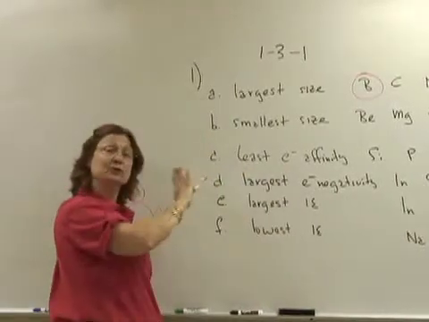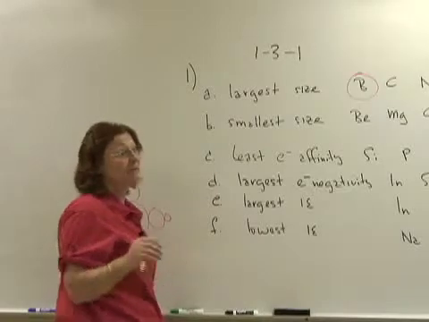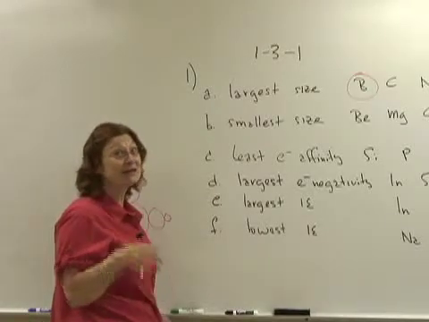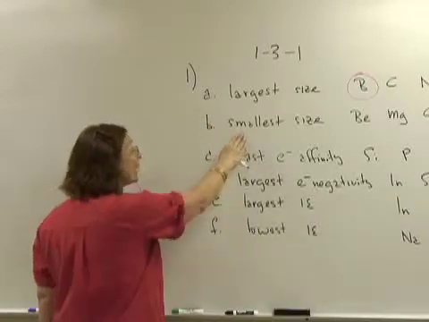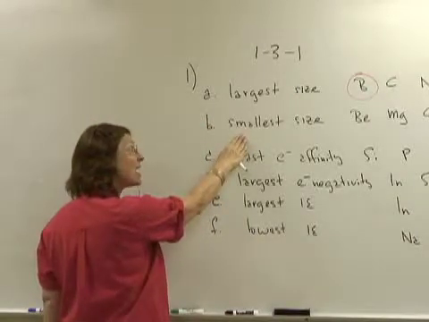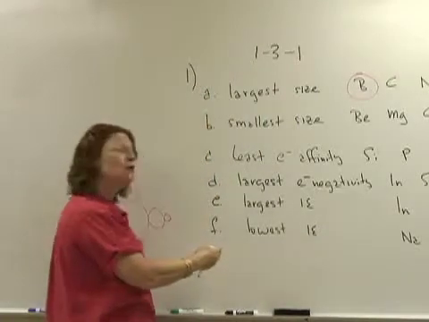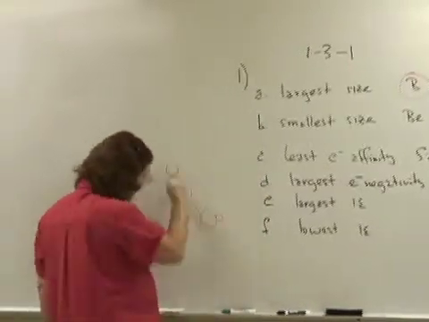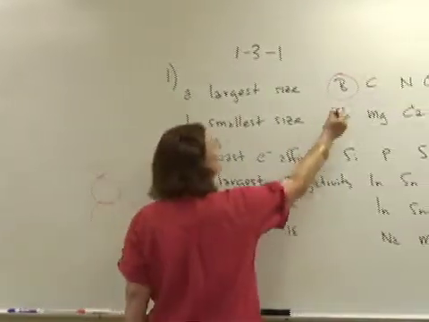Always refer back to what the question is actually asking rather than what I think that it's asking, because sometimes we write the wrong answers because we think about it too much, and we need to read the question. Now we're going for the smallest size, and we are going down the group, so we're going in this direction, and therefore the smallest is going to be my beryllium.